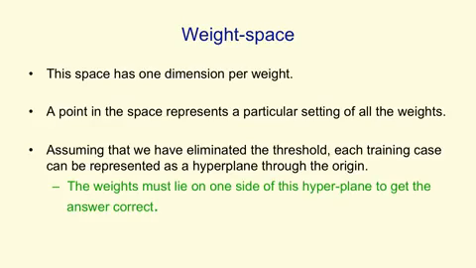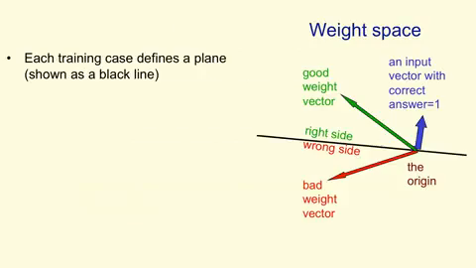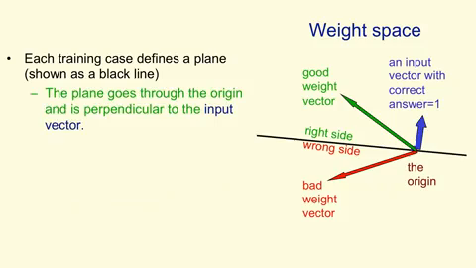And for a particular training case, the weights must lie on one side of that hyperplane in order to get the answer correct for that training case. So let's look at a picture of it so we can understand what's going on. Here's a picture of weight space. We're going to think of one training case for now. It defines a plane, which in this 2D picture is just the black line. The plane goes through the origin, and it's perpendicular to the input vector for that training case, which here is shown as a blue vector.